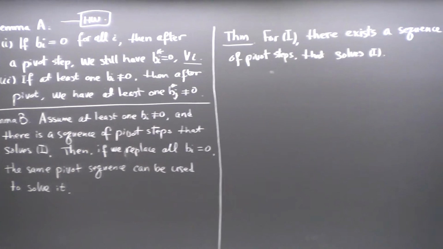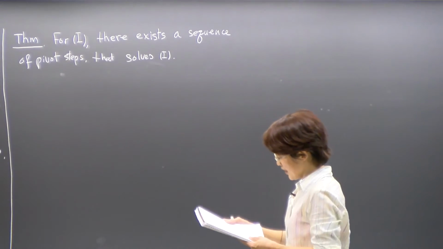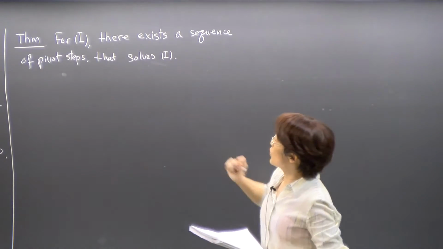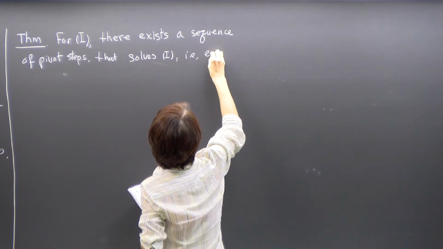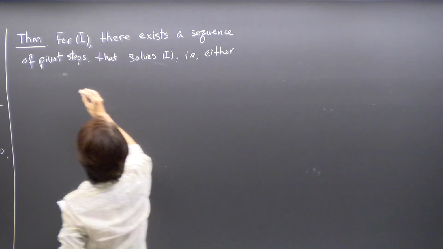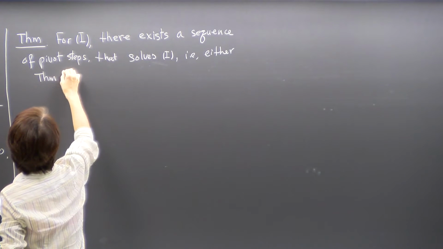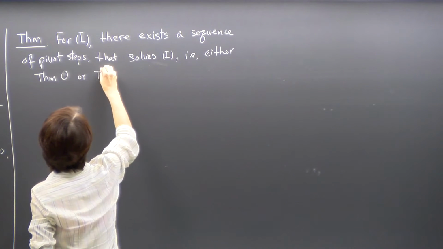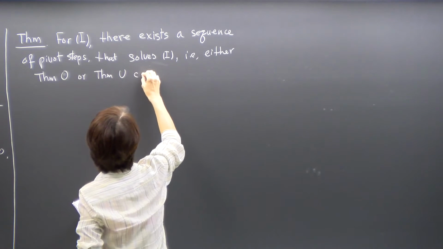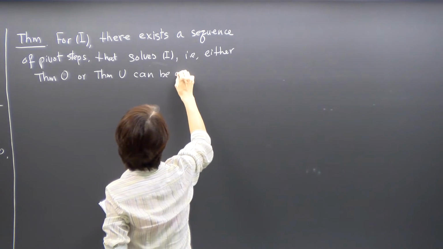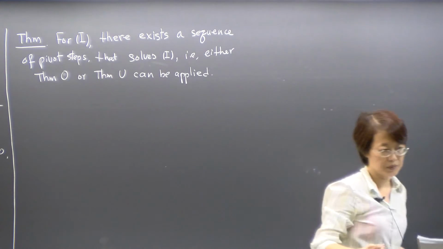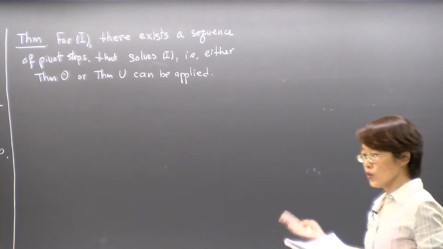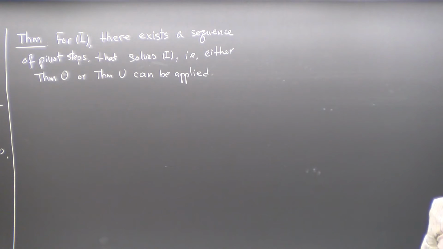So what do we mean? We need to elaborate. That means, when do we know we solved the problem? This means we could apply those two theorems, either theorem O or theorem U can be applied. Is that right? Either we reach the optimal z-min, or we conclude z is unbounded, and then we finish the problem.